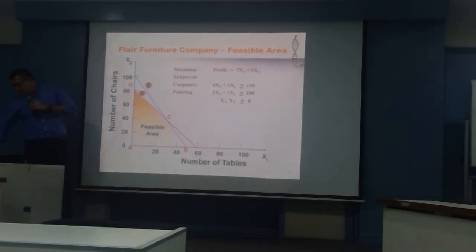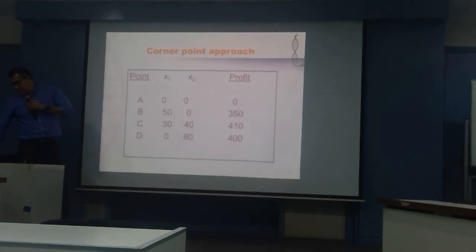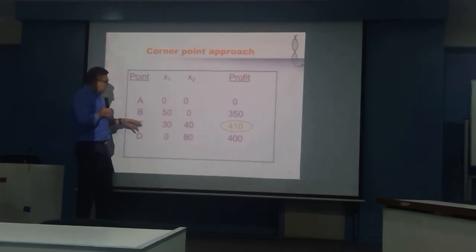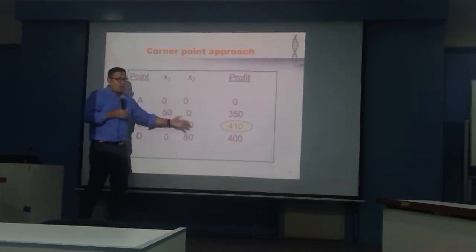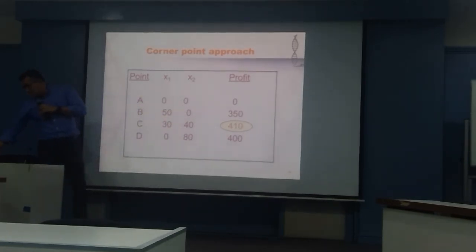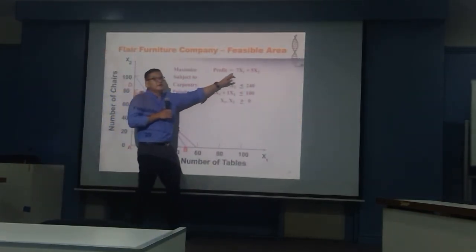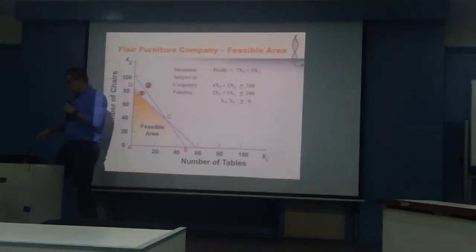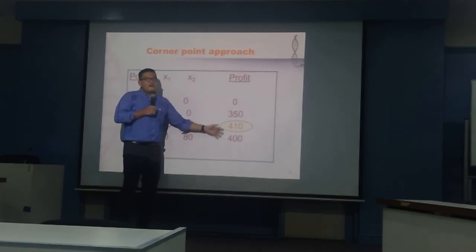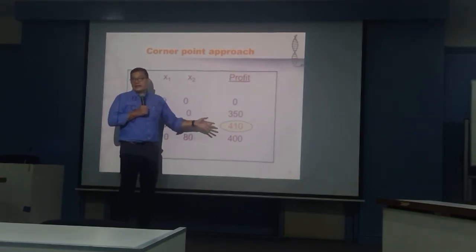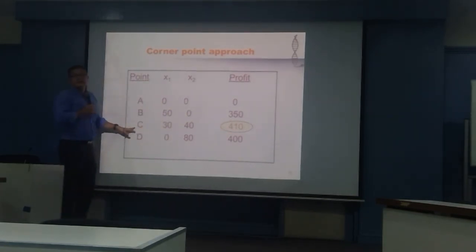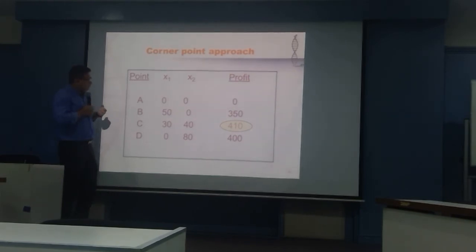So finally, based on the corner point approach, these are the coordinates. Point A is 0, 0. Point B is 50, 0. Point C is x1 equal to 30, x2 equal to 40. And point D is 0, 80. We substitute these coordinates into the objective function, and you see the profit difference at each corner point. This is the result. Since we prefer the maximum profit, you can see 410 is the highest profit, and that comes from point C. So based on the corner point approach, the answer is at point C.